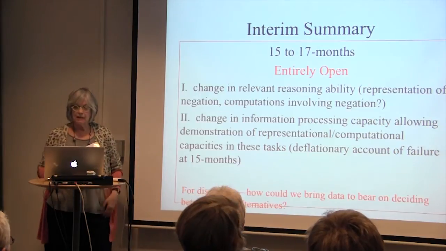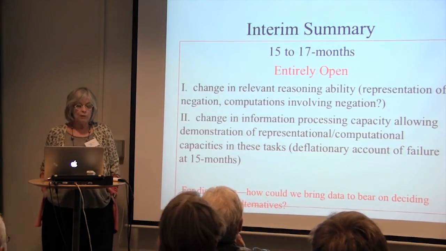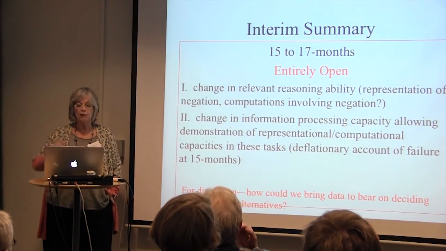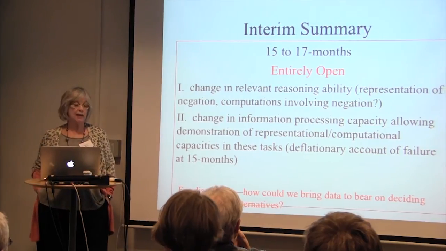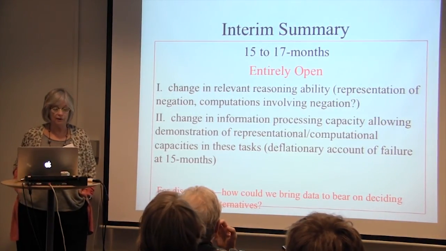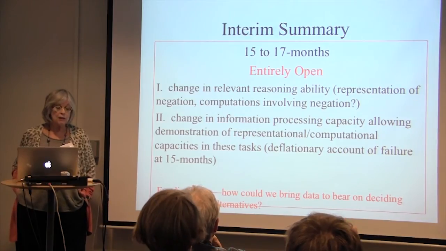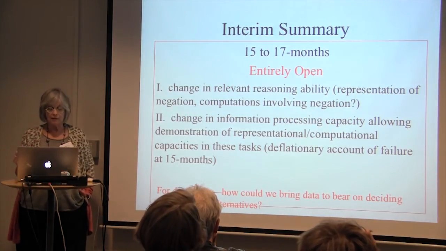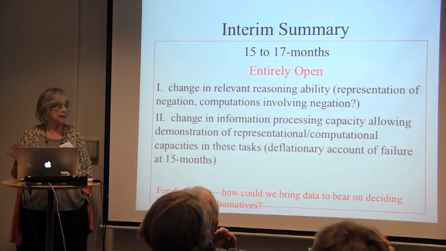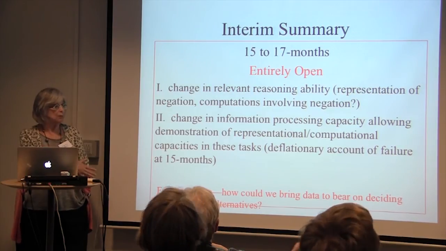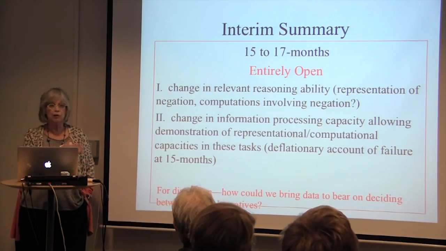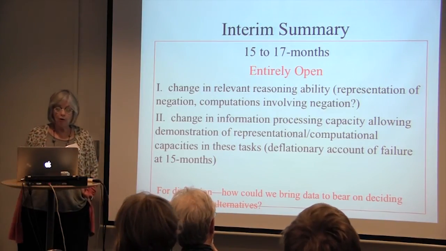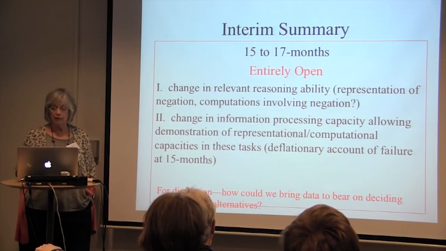Okay, so here is the interim summary. What's entirely open here is whether what changes between 15 and 17 months is a change in inferential reasoning ability, representation of negation perhaps, computations involving negation, or rather just changes in the information processing capacity that allows the demonstration of this representational capacity in 17-month-olds, but not 15-month-olds. That would be a deflationary alternative with respect to what we're trying to see here, okay? So how are we going to bring data to bear on deciding between these alternatives?